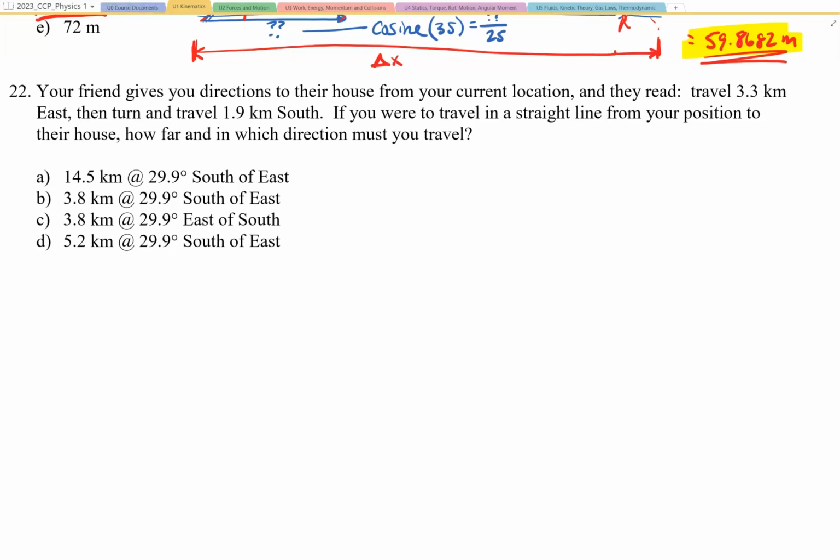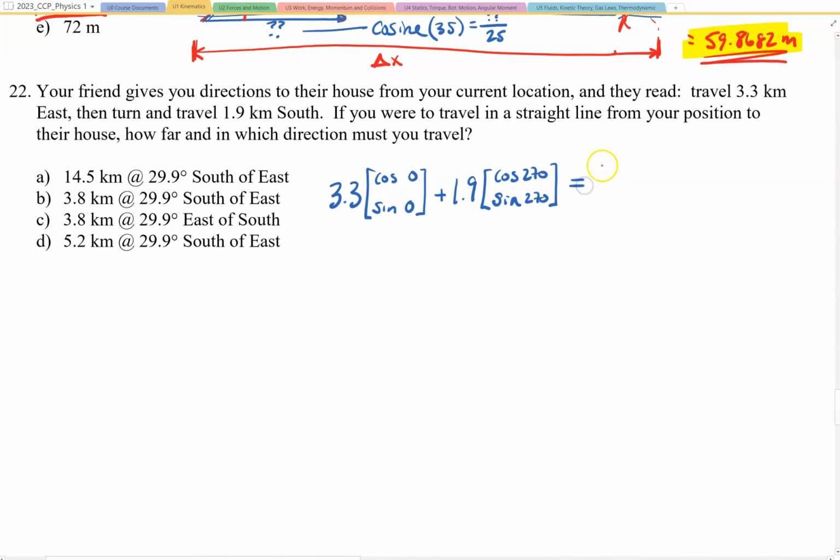So I would approach the problem this way, I think. I would take the 3.3 kilometers and multiply it by cosine of 0 degrees and sine of 0 degrees. To that I would add 1.9 kilometers in the 270 degree direction, and so we're going to compute cosine and sine at 270 degrees, and the result here would give us our x direction and y direction vector.